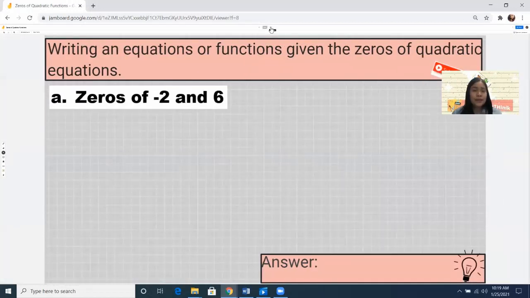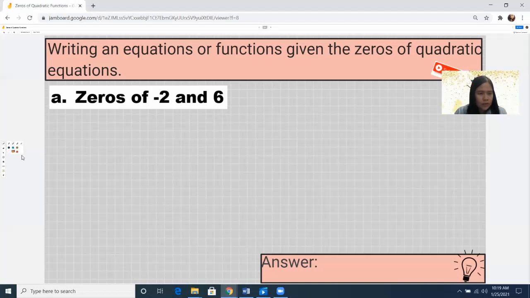This will be the third subtopic in finding the zeros: writing an equation or function given the zeros of quadratic equations. In this one, it is a reverse of what we've learned previously. We're going to look for the quadratic function or equation given the zeros. For the zeros, we have negative 2 and 6.